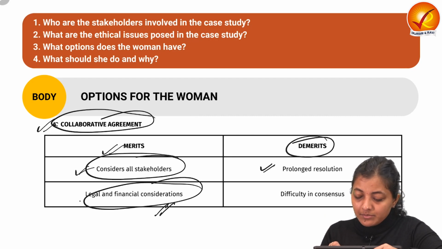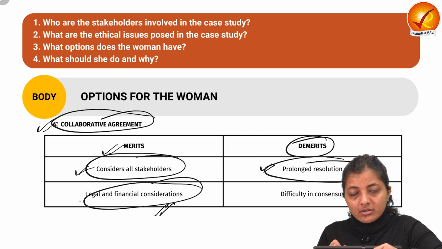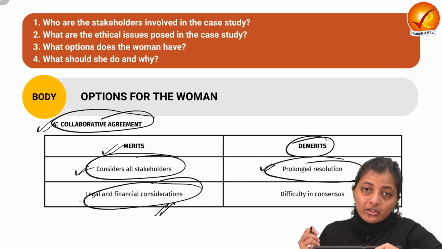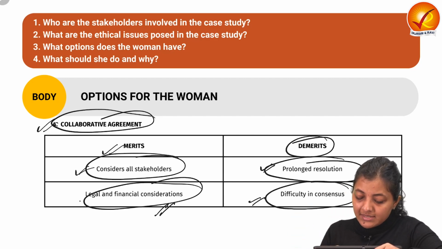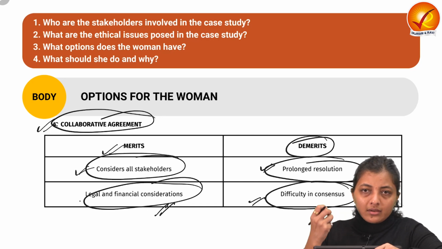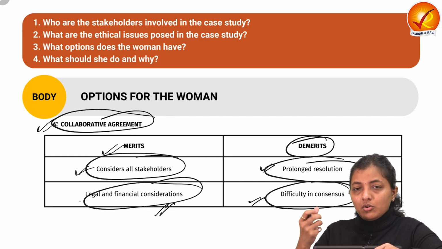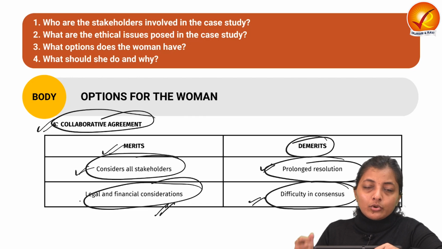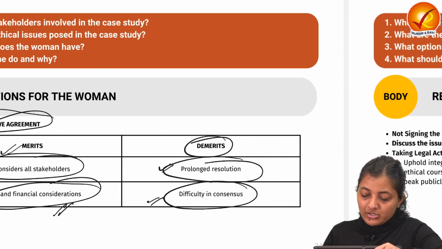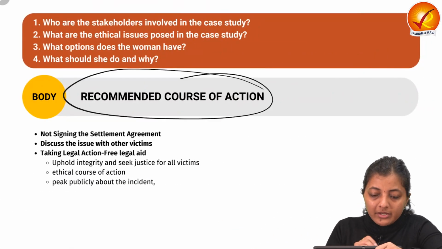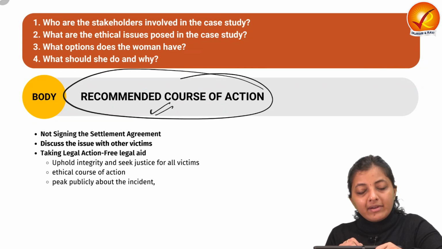Then the demerits: there might be a prolonged resolution, all the stakeholders might not agree on that, and there is difficulty in consensus. Maybe everybody will not agree that they also want to expose themselves to the risk of legal actions. So finally, what would be the recommended course of action, what she should do and why?